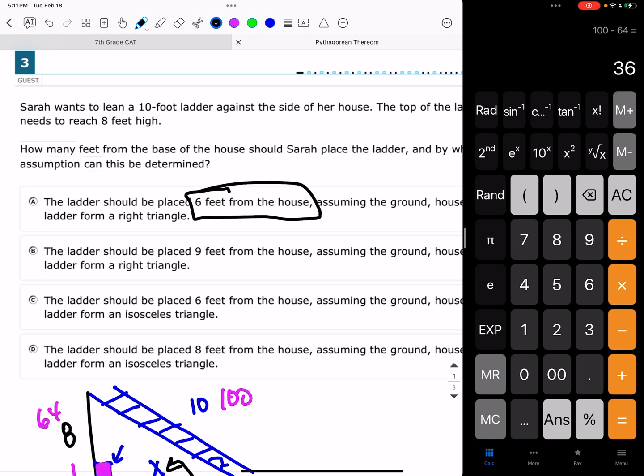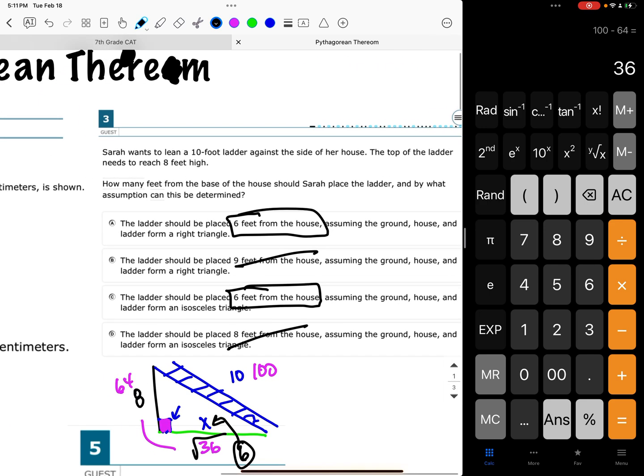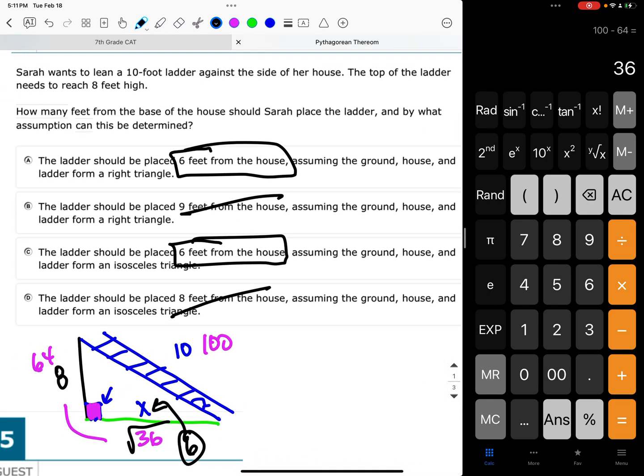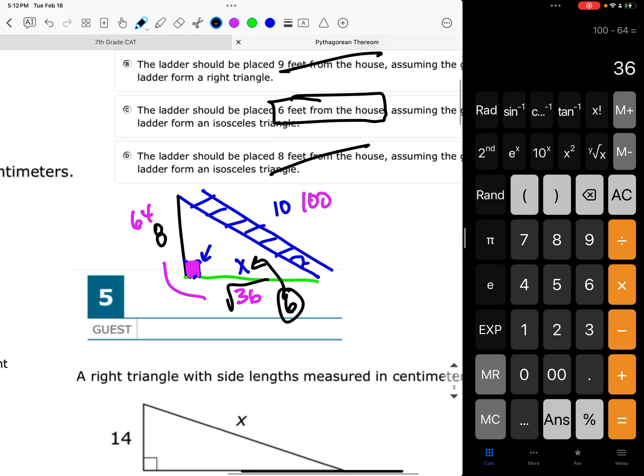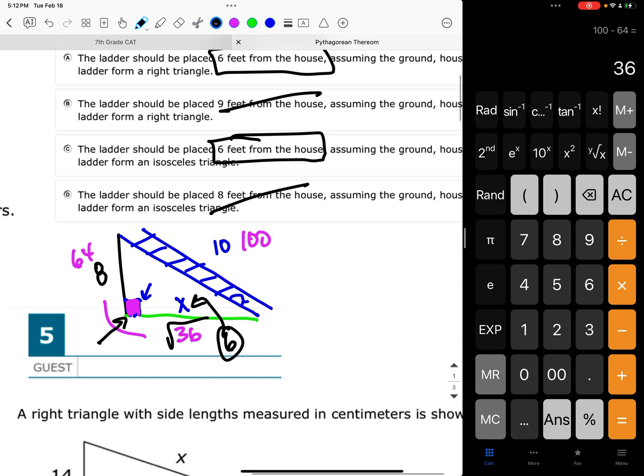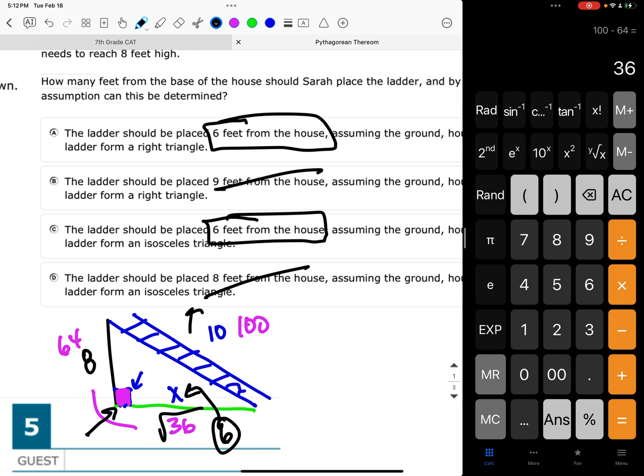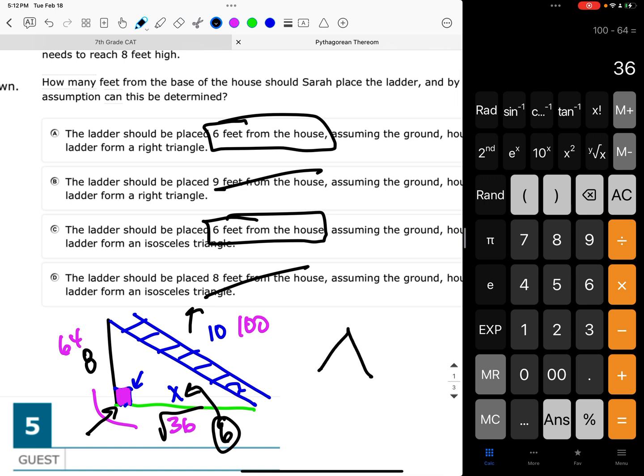That is correct. 9 feet, no. 6 feet, yes. 8 feet, no. All right, A and C agree that it's 6 feet from the house, assuming the ground, house, and ladder form a right triangle. Assuming that is an isosceles triangle. Have I talked about isosceles triangles, where this side and this side are the same? No, I have not. I told you with triangles, what we're looking for are right triangles. Yeah, 6 feet. Right triangles and 6A.